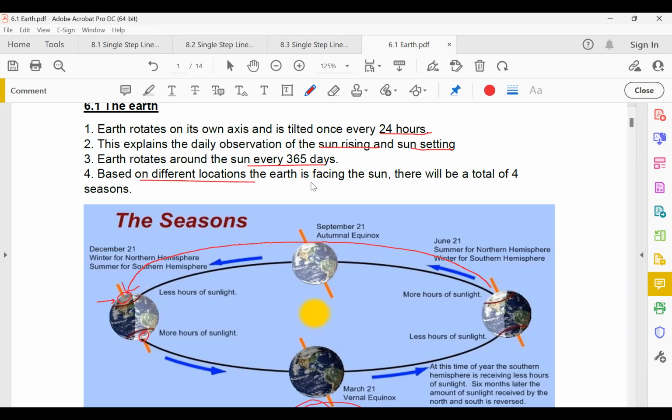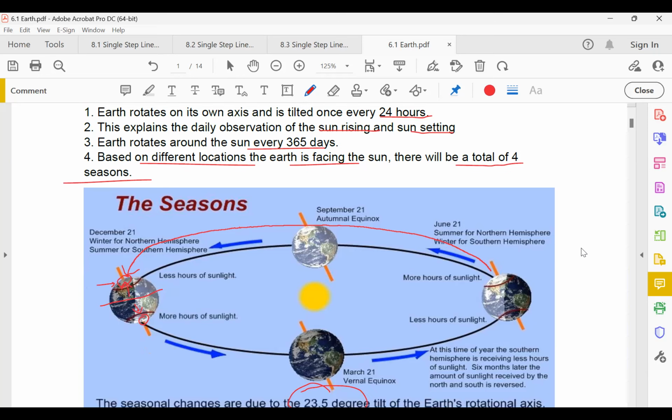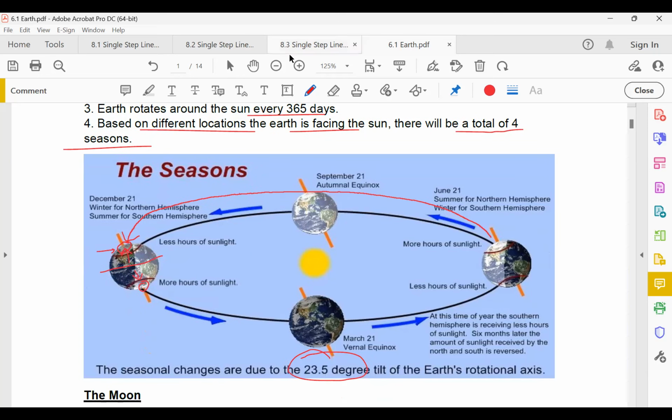And based on different locations, where Earth is facing the sun, there will be a total of 4 seasons. Usually, the 4 seasons will be experienced relatively further away from the equator, right? Then you may experience summer, winter, spring, and autumn because of the relatively longer daytimes or the relatively longer night times the Earth will be getting. Okay.